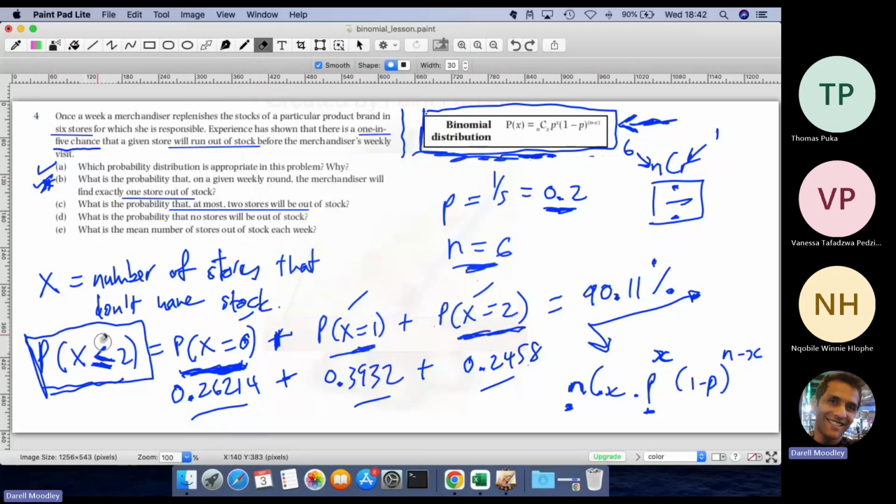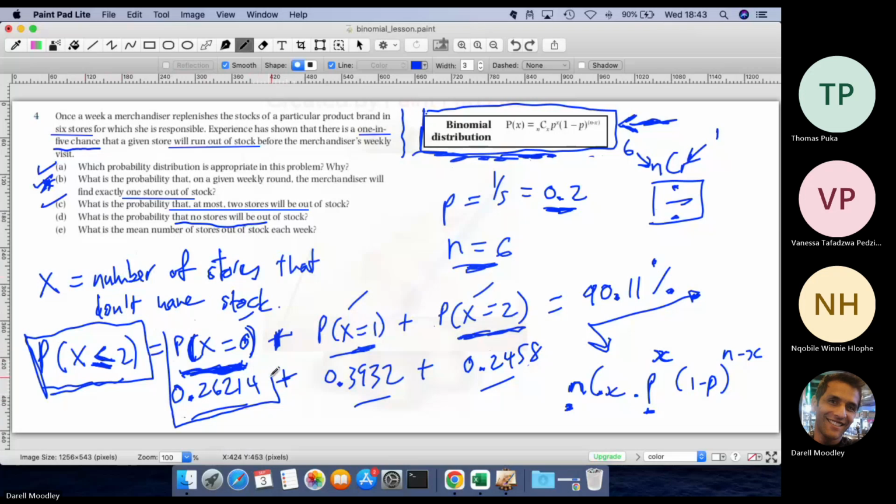Question D is quite easy. It says, what is the probability that no stores will be out of stock? So that means no stores out of stock, that means x is 0. So they're just asking you to work out the probability of x equals 0, and we've already done that right here. There's the answer here. You don't need to do it again.